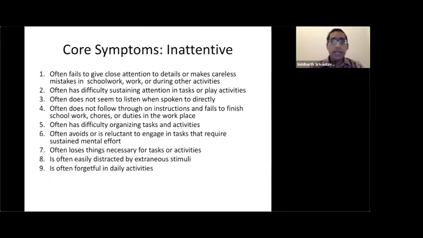There are 9 core types of inattentive symptoms. These include a child who often fails to pay attention to details or makes careless mistakes, a child who often has difficulty sustaining attention in tasks or play activities, a child who often does not seem to listen when spoken to directly, and so on. I won't go through each of these in detail, but they're listed on the slide.